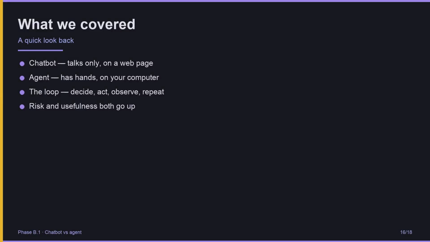Quick recap. A chatbot talks only, on a web page. An agent has hands, on your computer. The agent loop is decide, act, observe, repeat, until the goal is done. With an agent, both the risk and the usefulness go up. The next lessons show you how to keep the risk low and the usefulness high.